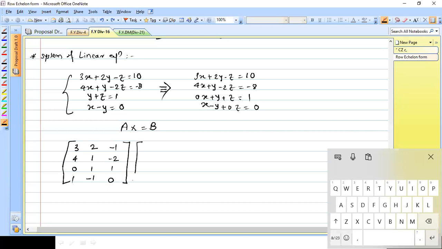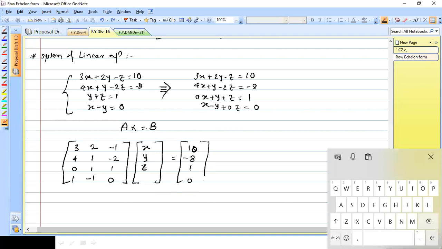What is my variable matrix? I have only three variables, which are x, y, z. That's it. And my constant matrix, these are the constant numbers: first 10, then minus 8, then 1 and 0.